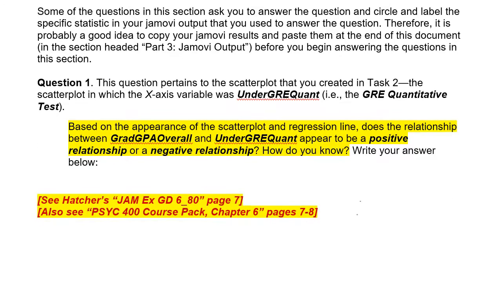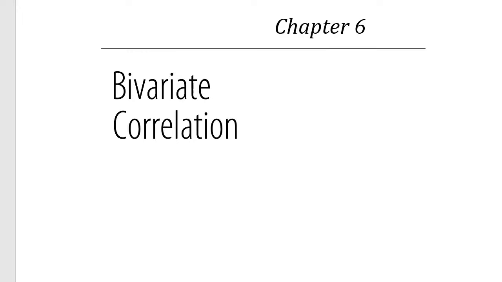And here I have some tips. I say you could look at Hatcher's Jamovi Exercise Guide on page 7 for some guidance, but in truth, you'll get better guidance if you go to your course pack. Go to your Psych 400 course pack, Chapter 6, which is your current chapter, and look at pages 7 through 8, and there I give you examples of what a positive relationship looks like, what a negative relationship looks like. Is that true? Let's see.